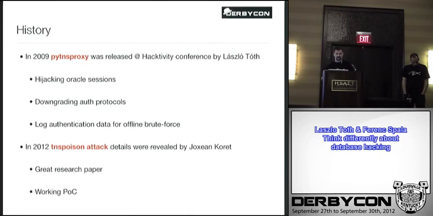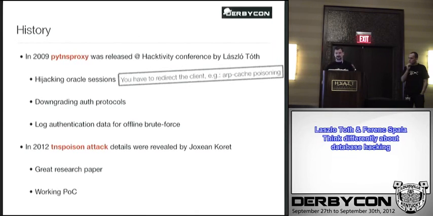Everybody should have heard about the second main event, the TNS poison attack, which was released because of a communication glitch between Oracle and the researcher. So Joxean, correct, I hope I pronounced the name well, released a great research paper and a working proof of concept code. Both tools have their own limitations from a certain point of view.